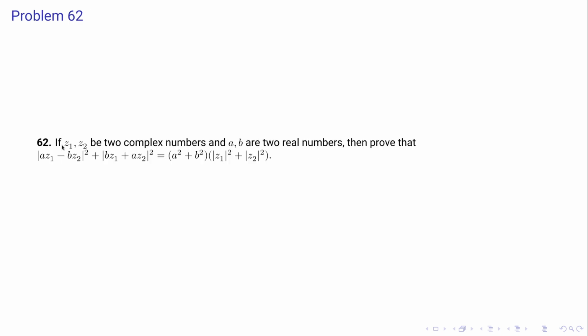Problem 62 says that if Z1 and Z2 are two complex numbers and a and b are two real numbers, then prove that mod of (a Z1 minus b Z2) whole square plus mod of (b Z1 plus a Z2) whole square is equal to (a square plus b square) into (mod of Z1 square plus mod of Z2 square).